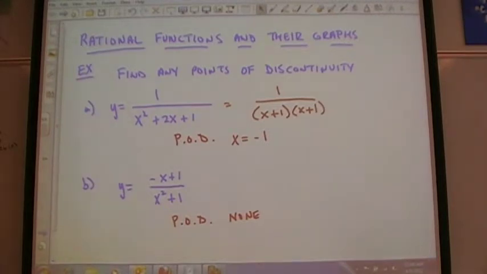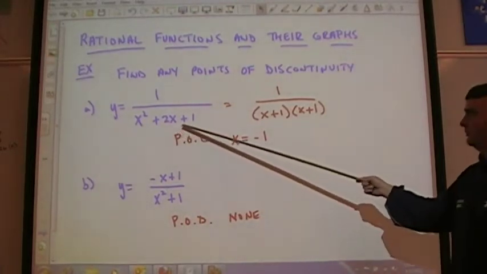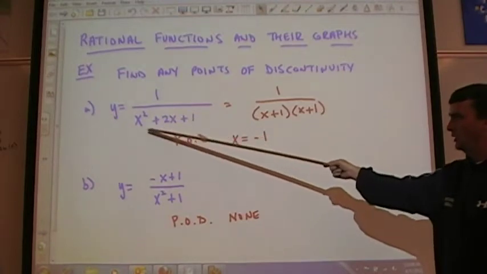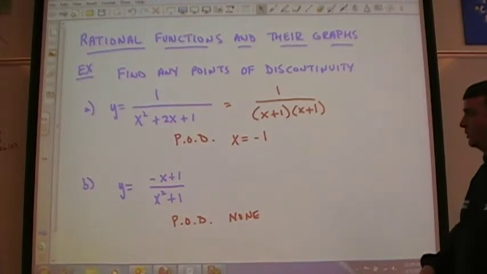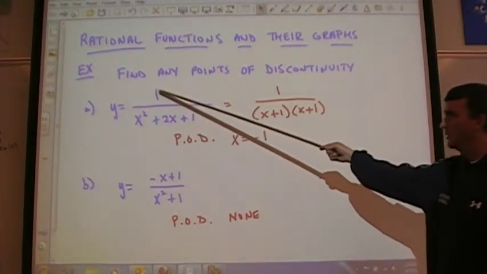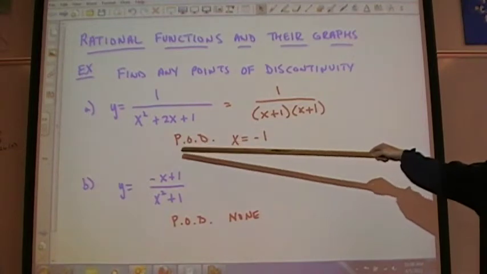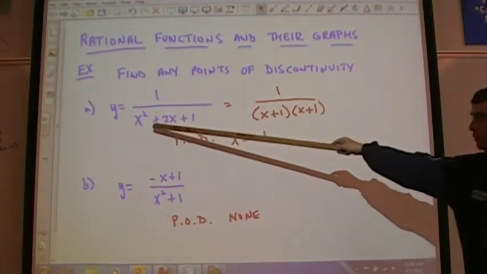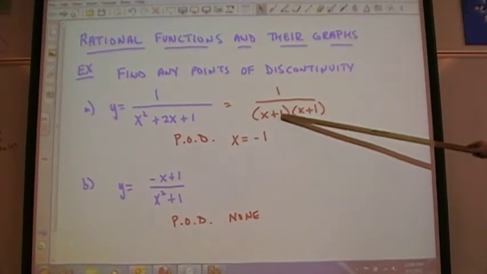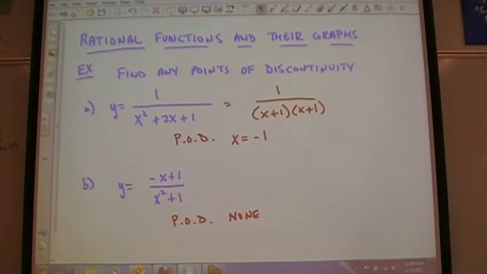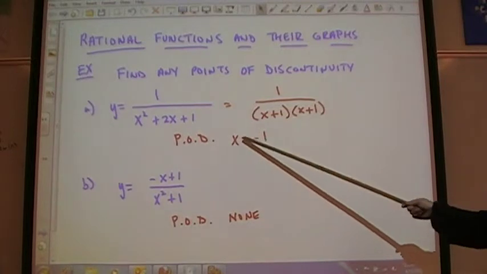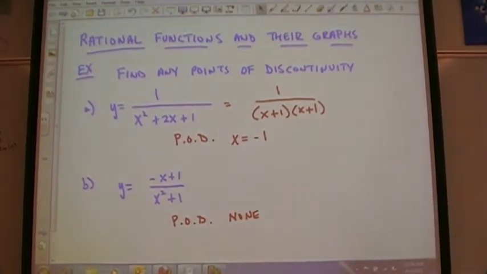The denominator can never equal what? Zero. So if you have a rational expression in the numerator and denominator, you need to factor it completely. The first example, we have y equals 1 over x squared plus 2x plus 1. To get the points of discontinuity, we factor the denominator to x plus 1 and x plus 1. What would make the denominator equal 0? Negative 1. So that is where I get x equals negative 1 as a point of discontinuity.